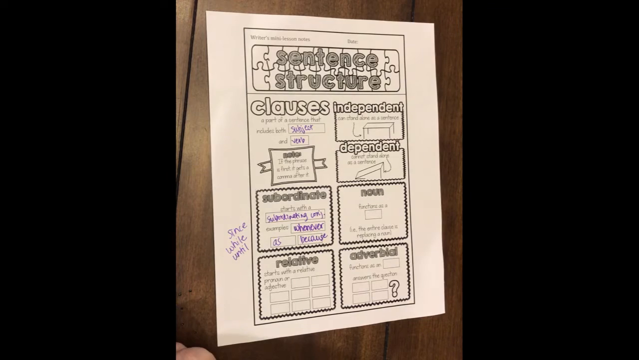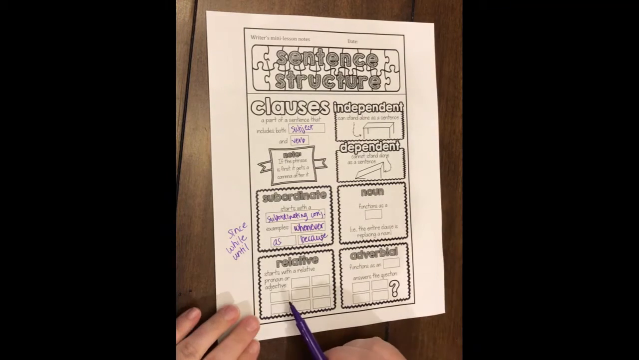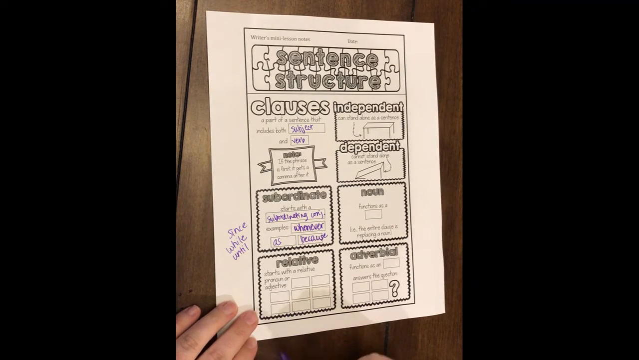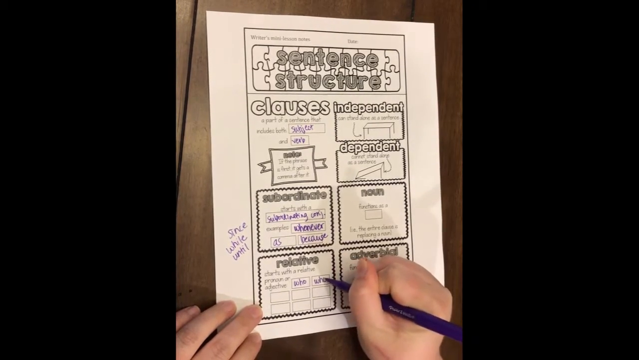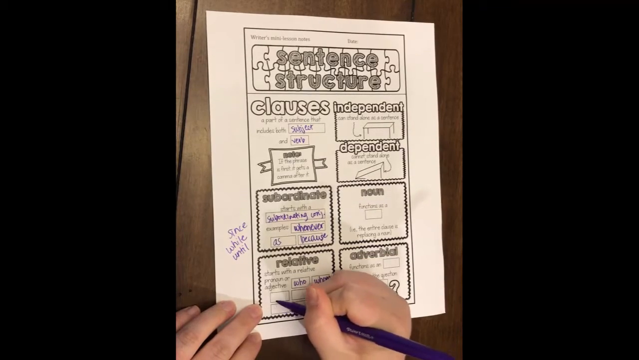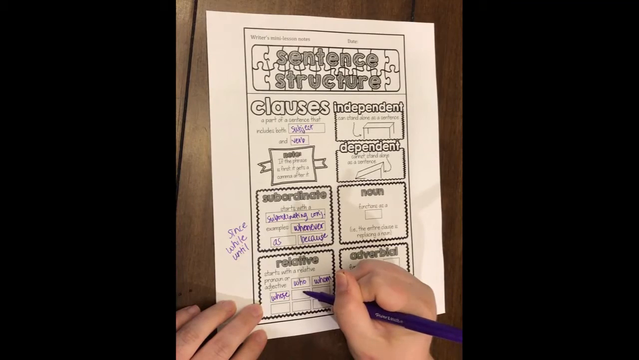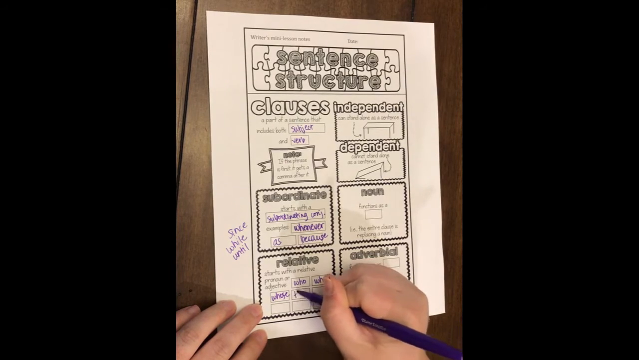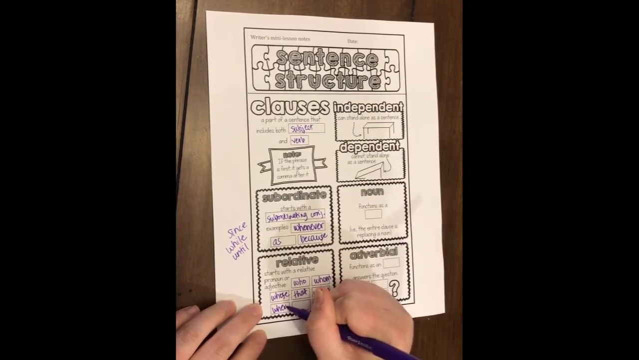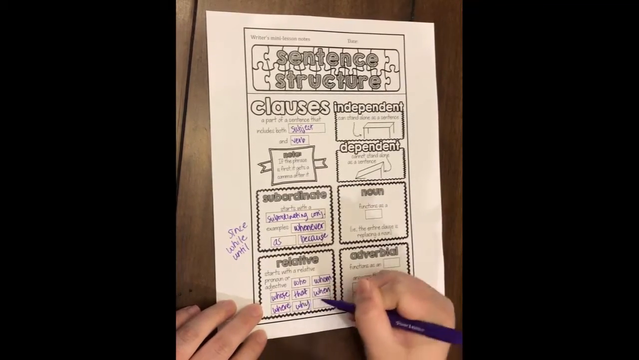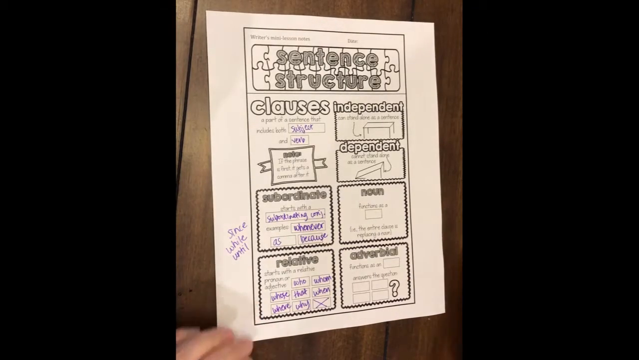The next type of clause is a relative clause. A relative clause starts with a relative pronoun or adjective, such as who, whom, whose, that, when, where, and why.